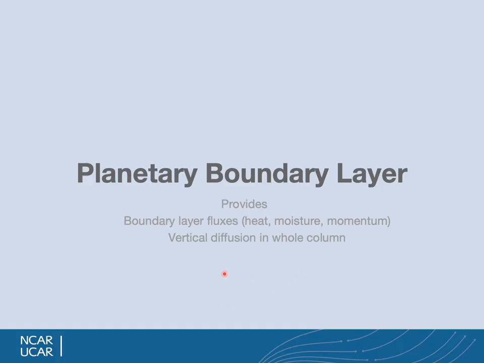So the boundary layer part of the physics computes the boundary layer fluxes, which is the distribution of the surface fluxes through the boundary layer, that's heat, moisture, and momentum. And then also the boundary layer scheme handles vertical diffusion in the whole column all the way to the top of the model.